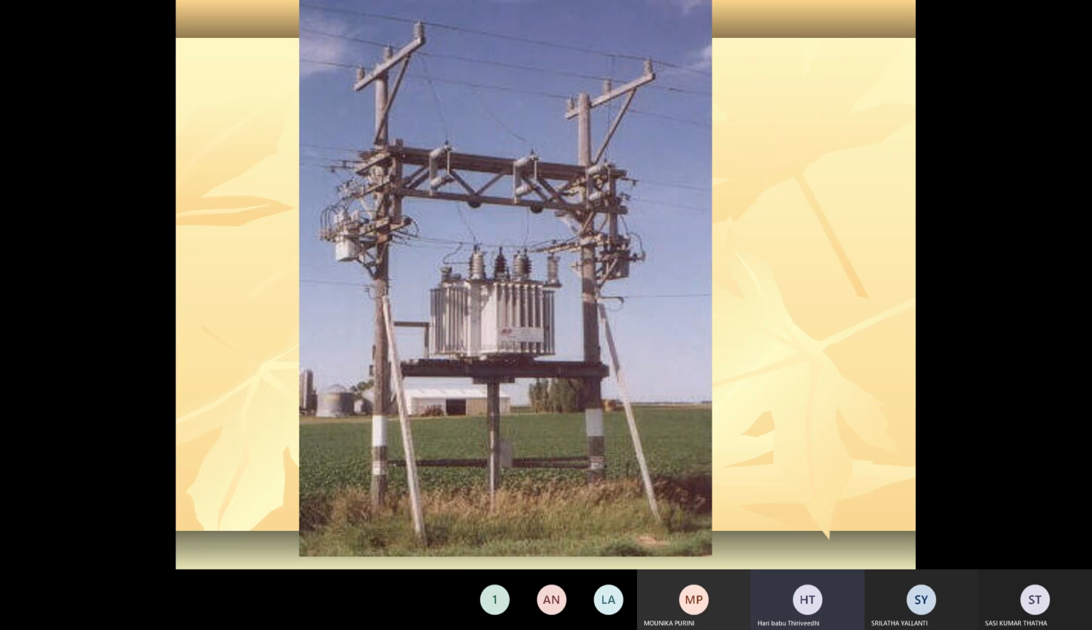The practical pole mounted substation. For agricultural purposes, they may utilize their own transformer. That is the pole mounted transformer.